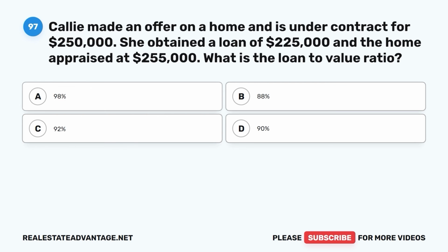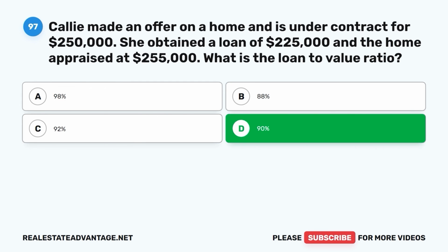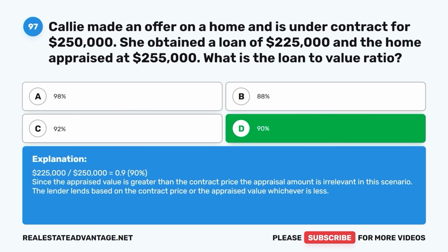Question 97. Callie made an offer on a home and is under contract for $250,000. She obtained a loan of $225,000 and the home appraised at $255,000. What is the loan-to-value ratio? A. 98%. B. 88%. C. 92%. D. 90%. The correct answer is D. 90%. $225,000 divided by $250,000 equals 0.9, 90%.